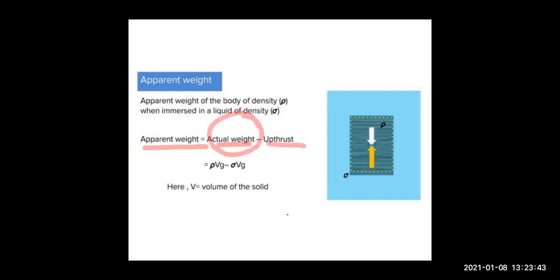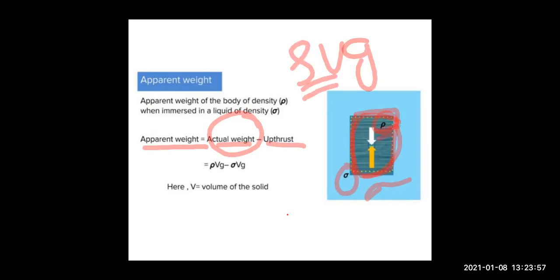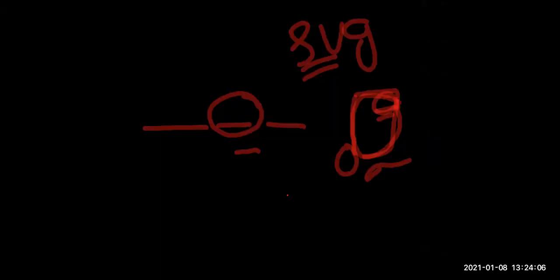So if you have an object of density rho and the liquid has density sigma, the actual weight of the object will be rho Vg, because rho is the density of the object. And the upthrust on this will be sigma Vg. So from the actual weight, we will subtract the upthrust, and then we will get the apparent weight. So this is your apparent weight.